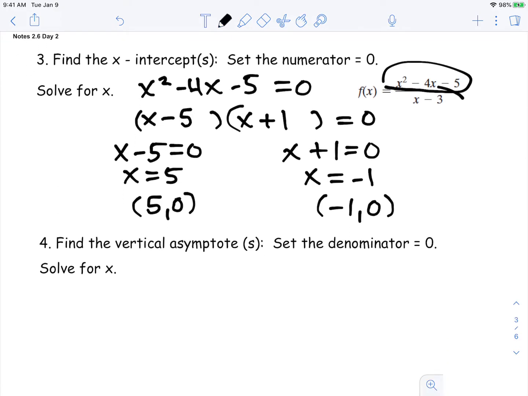Next step is vertical asymptote. You set the denominator equal to 0, and you solve it for x, and you get x equals 3. That is also where we have our domain restriction.